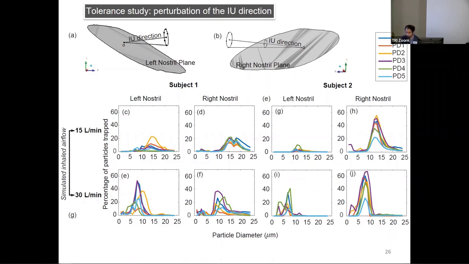We tried to test the robustness of the IU direction. If the angle is changed by a little and the delivery drops, then it is of no use. But we perturbed the direction and saw that there is a crowding of plots. Along the y-axis, again, we have the percentage of particles that undergo nasopharyngeal deposition. The crowding shows that the IU direction is robust enough and hence could be useful if we clinically prescribe it to patients.